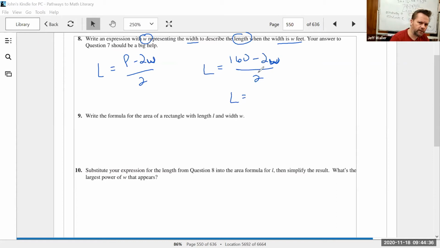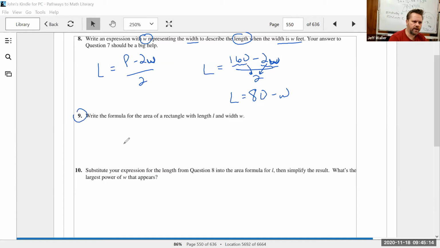Be really careful what I'm about to do here. I can't just say 160 divided by 2 is 80 and then put minus 2W. That's very, very wrong. What's being divided by 2 in this problem is both 160 and 2W. So that becomes 80 and that becomes W. All right, let me stop for a minute. Isn't that the shortcut we came up with to figure out what the length was given a width? So that's the algebra behind that realization.